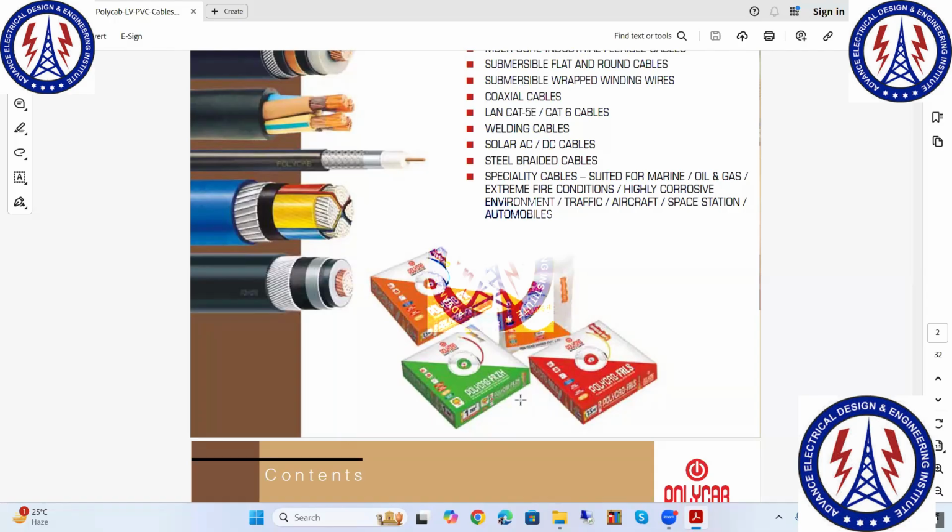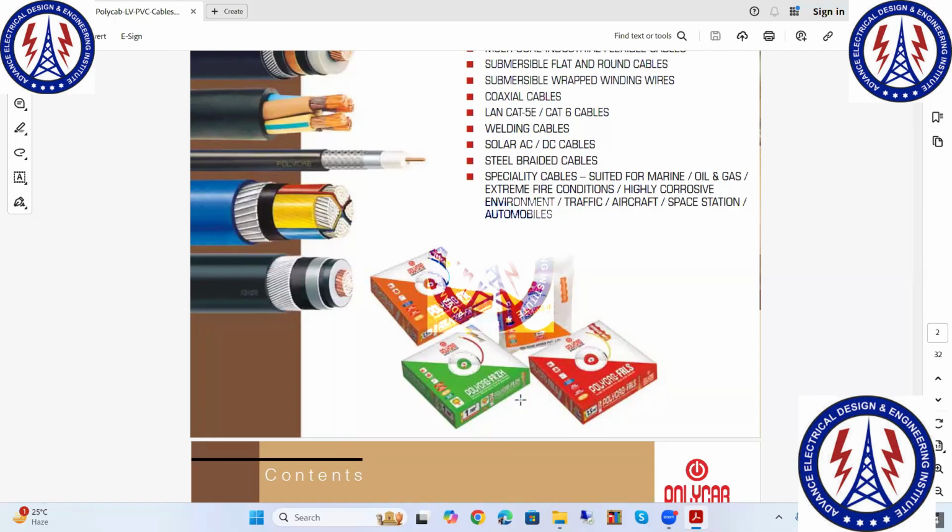Yeah, fire retardant low smoke. Whenever there is a fire, smoke generation is high in the case of normal PVC cable. In fire retardant, we are adding some fire retardant granules, and because of that, fire retardant properties arise, like oxygen index, temperature index, acid gas generation, and smoke density. These are the properties which are added, and because of that, the cable is called fire retardant.